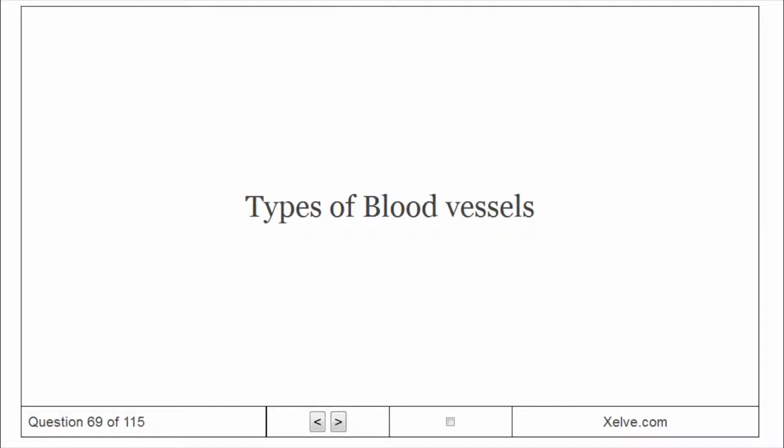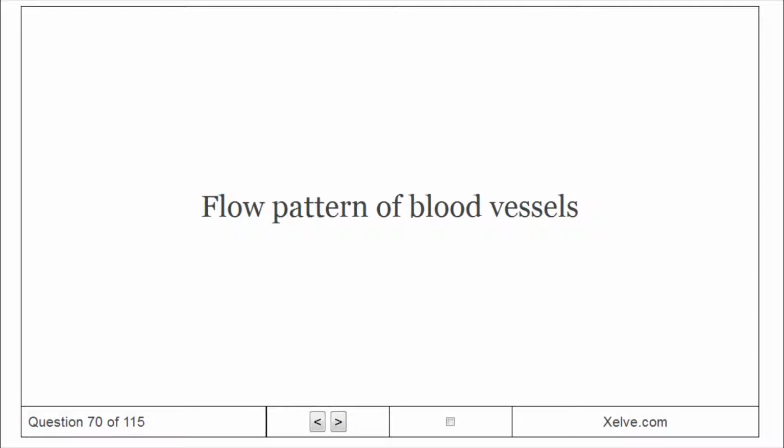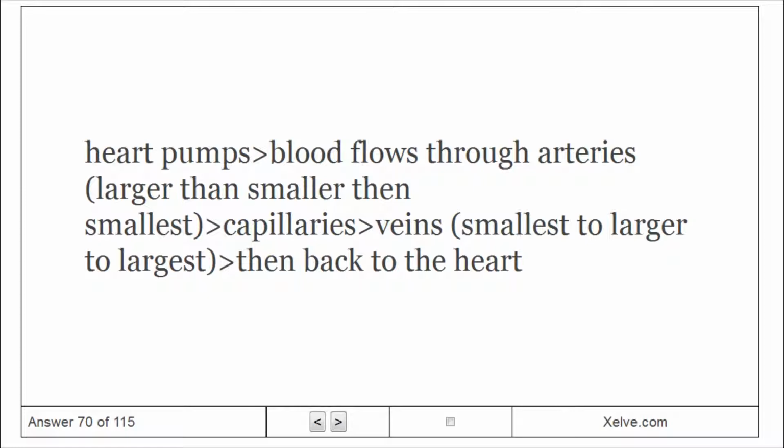Types of blood vessels: arteries, arterioles, capillaries, venules, and veins. Flow pattern of blood vessels: the heart pumps blood through arteries, from larger to smaller, to the smallest, the capillaries, then through veins, from smallest to largest, back to the heart.